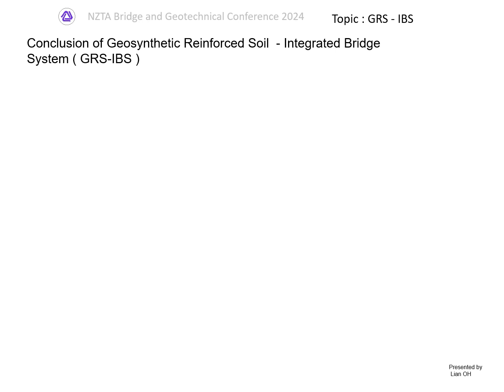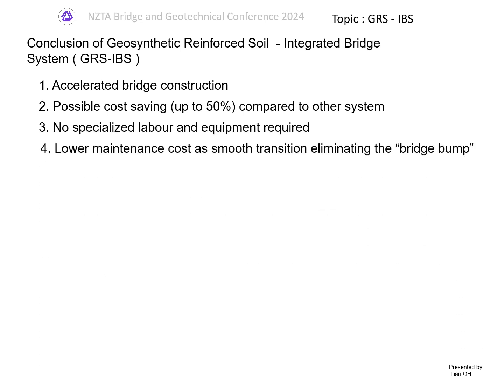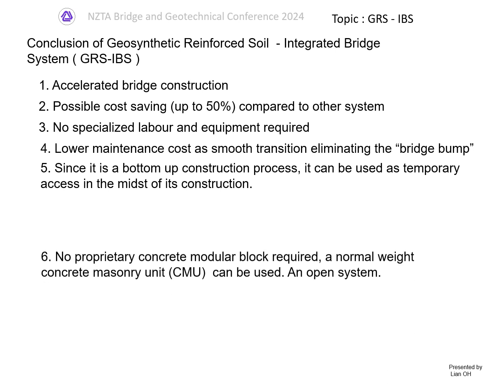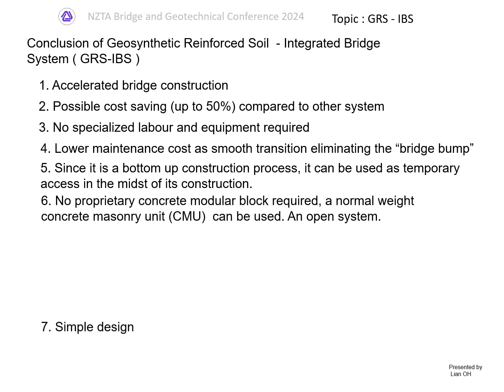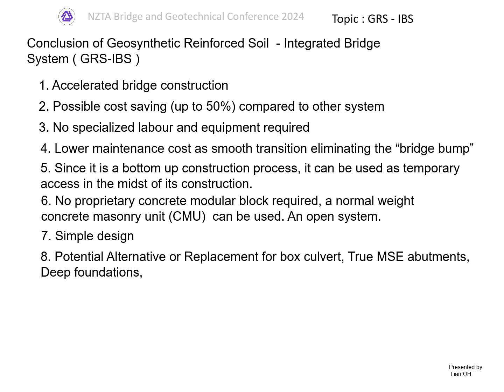In conclusion, GRS-IBS is an accelerated bridge construction method. Potential cost saving is up to 50%, no specialized labor and equipment is required, and maintenance costs are lower. It can be used as temporary access in the midst of its construction. It is an open system with simple design, a potential alternative for box-culvert or through-bridge abutment deep foundations, and last but not least, suitable for seismic applications.